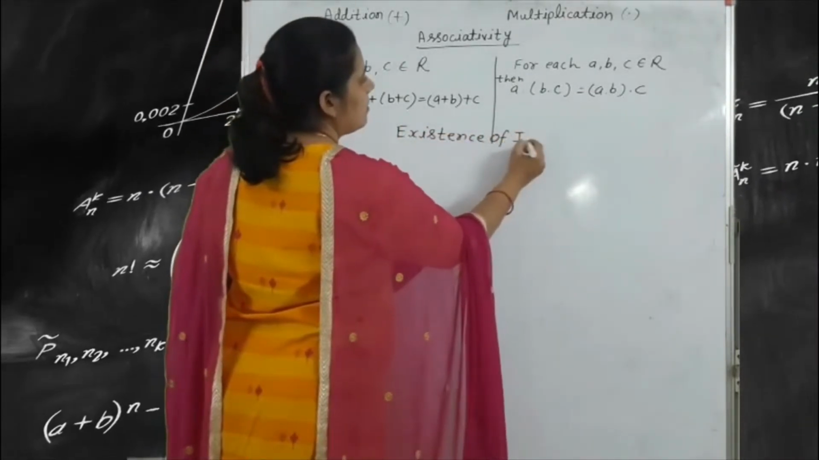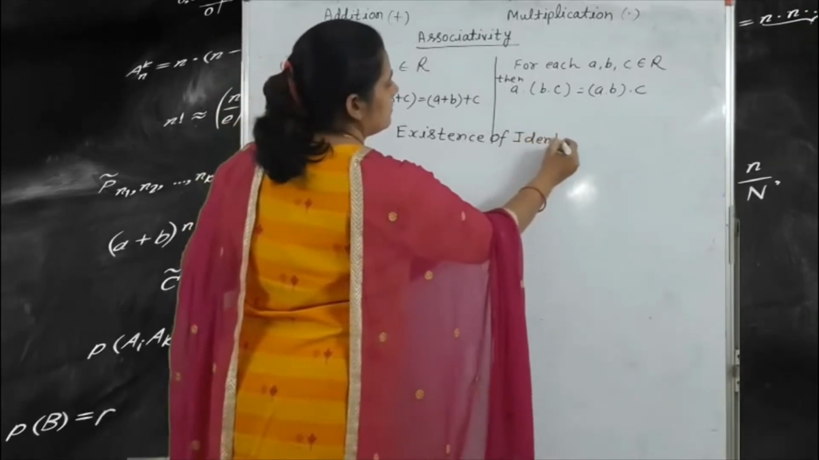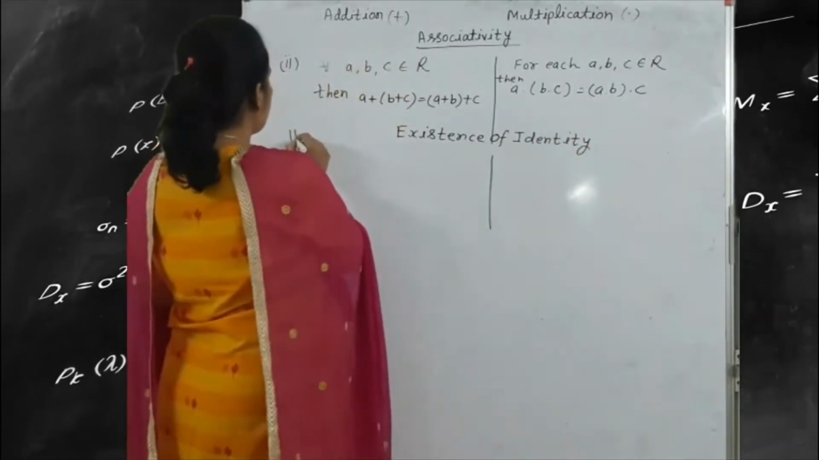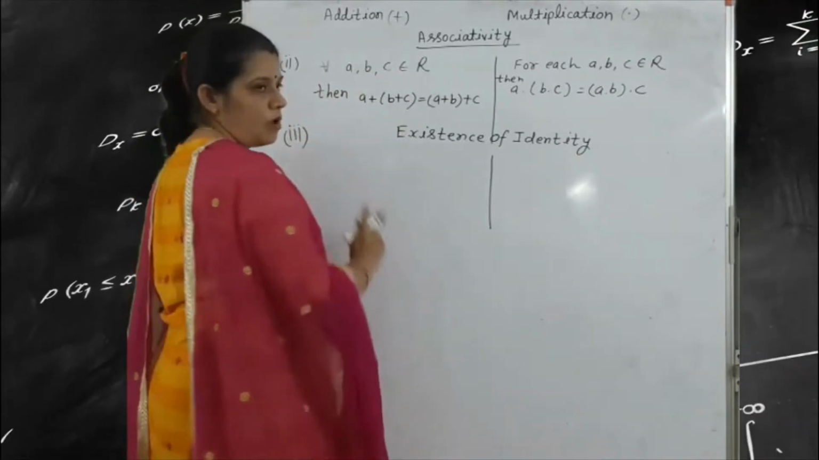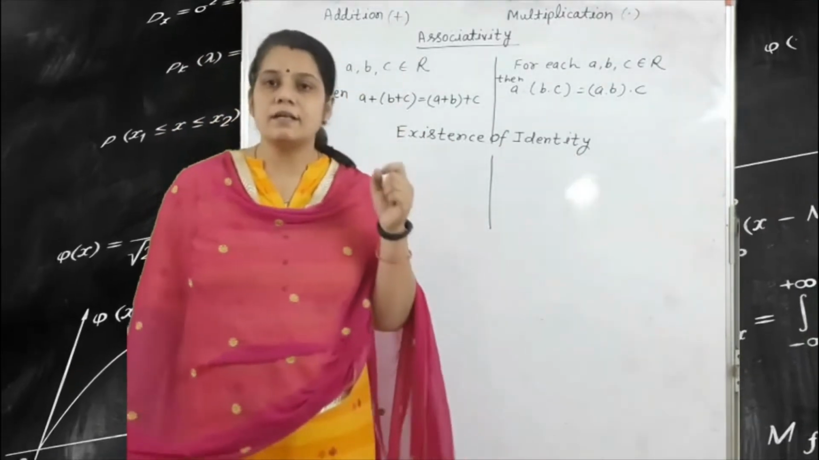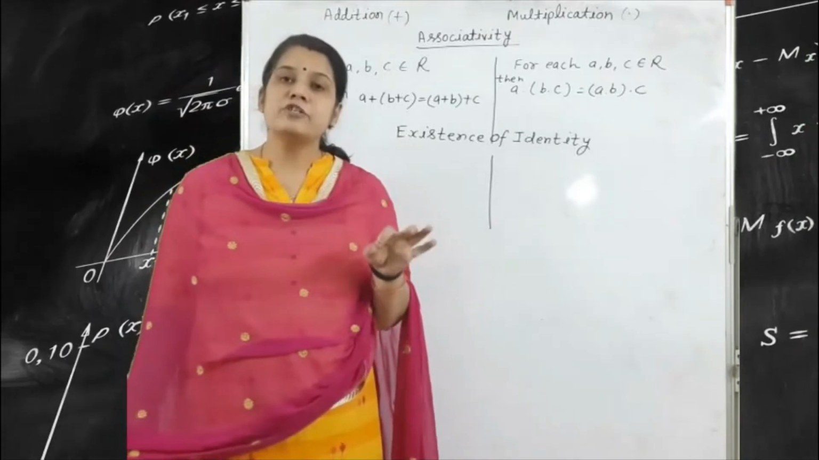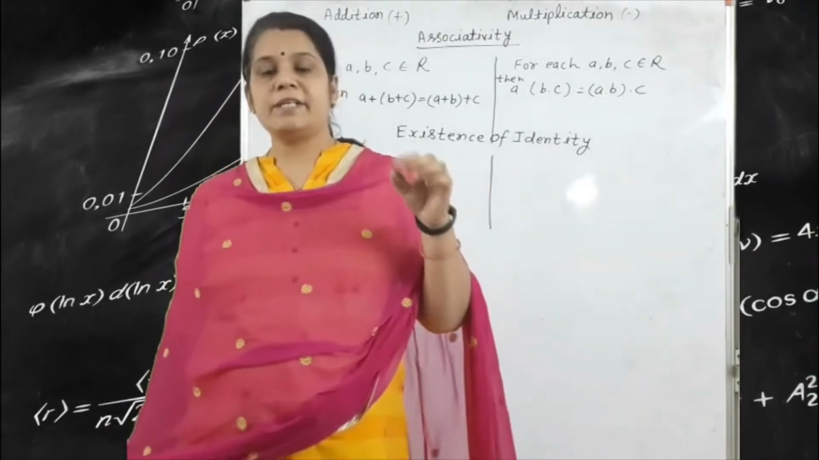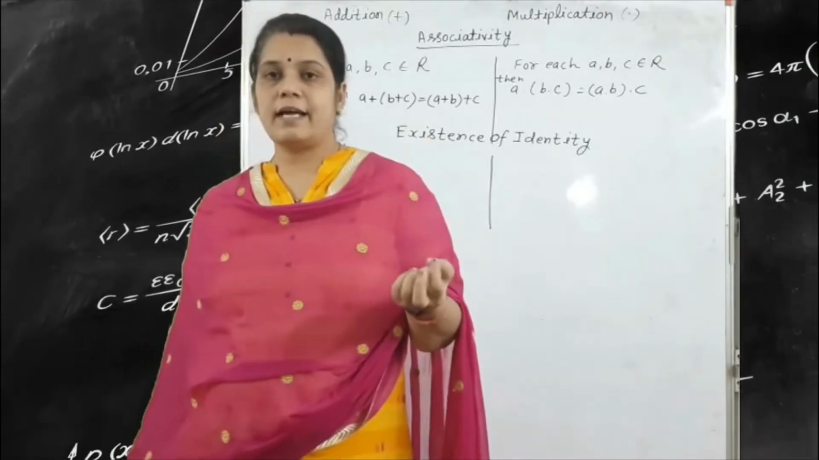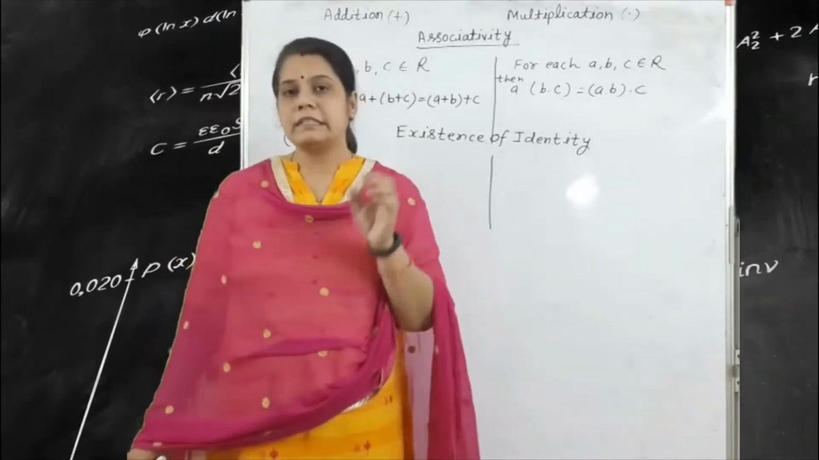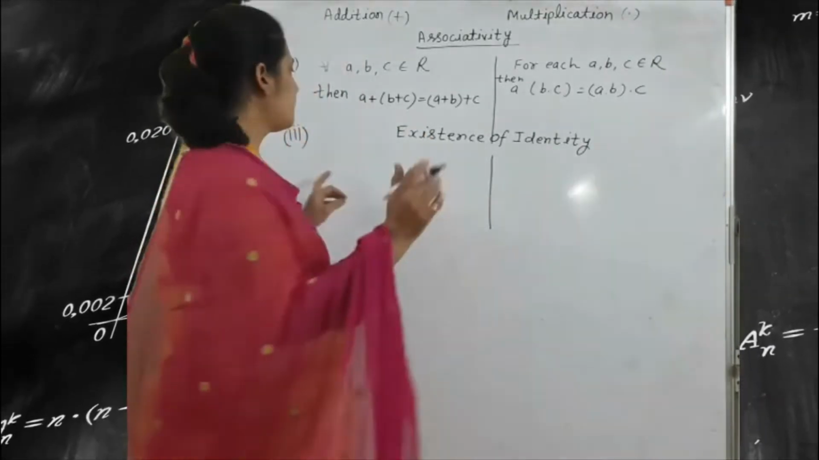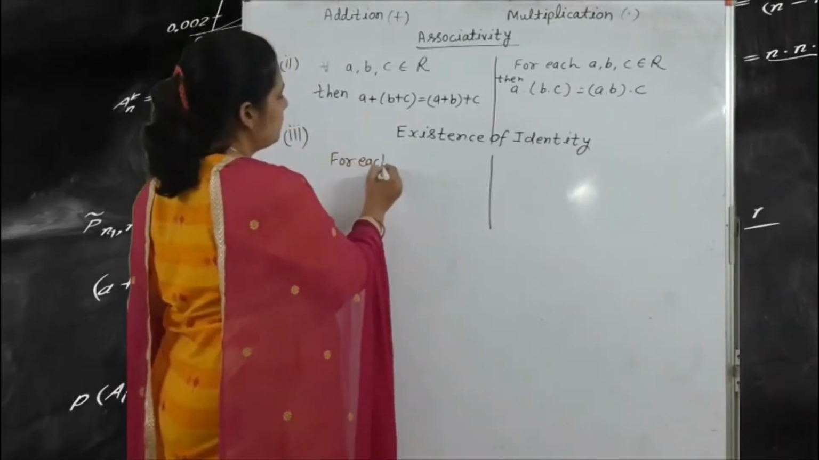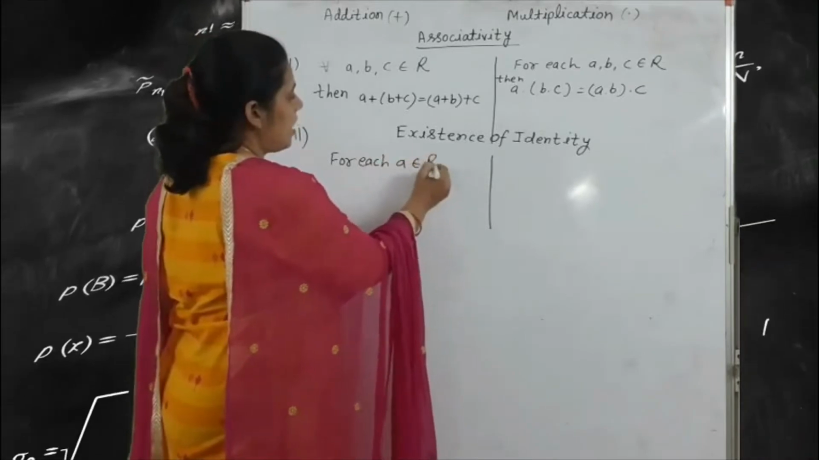Existence of identity. Okay, so existence of identity, that means what? If we consider an element and use the given operator, the identity element, so we get the element itself. Okay, so here for all, or you write here for each, A belongs to R.